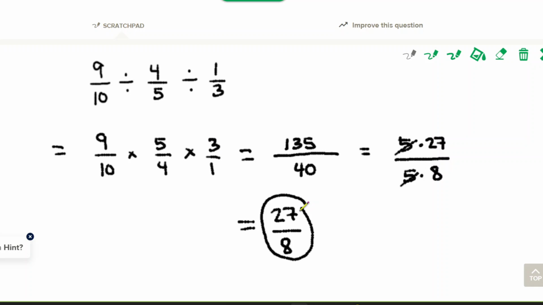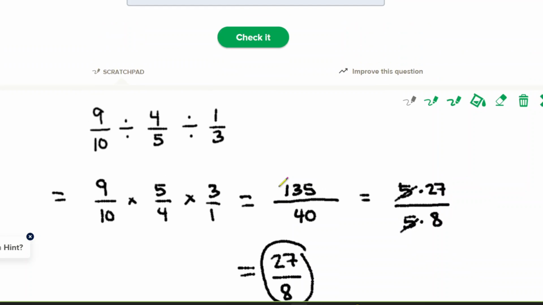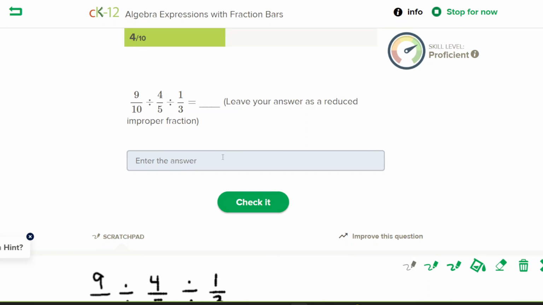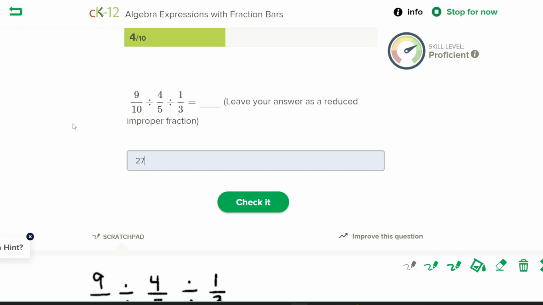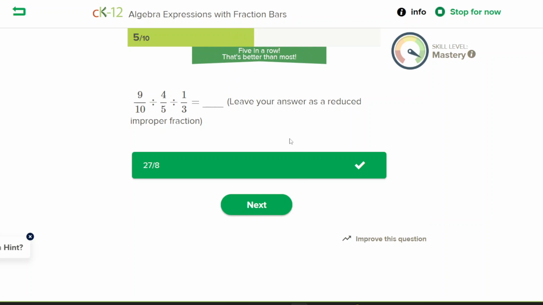And this is how they want us to enter it as well. Now this is actually an improper fraction where the numerator is larger than the denominator. My example earlier where it ended up being 5/14, that's a proper fraction where the numerator is less than the denominator. But here, this is truly an improper fraction, and that's how they want us to enter it. Enter your answer as a reduced improper fraction, 27 eighths. Check that out. Great. And that is all I'm going to be doing here.